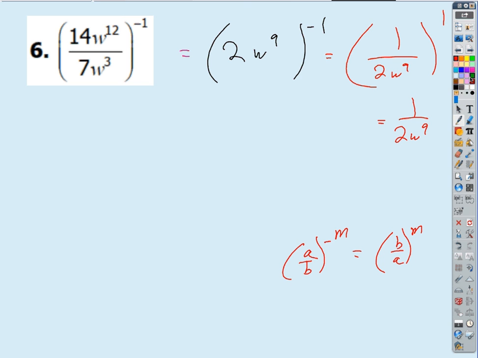The other way you could do this is, what if I did distribute that? You'll see this is harder. That's going to give me 2 to the negative 1 times w to the negative 9, right? Well, doesn't that mean the 2 goes to the bottom? See what I'm saying?